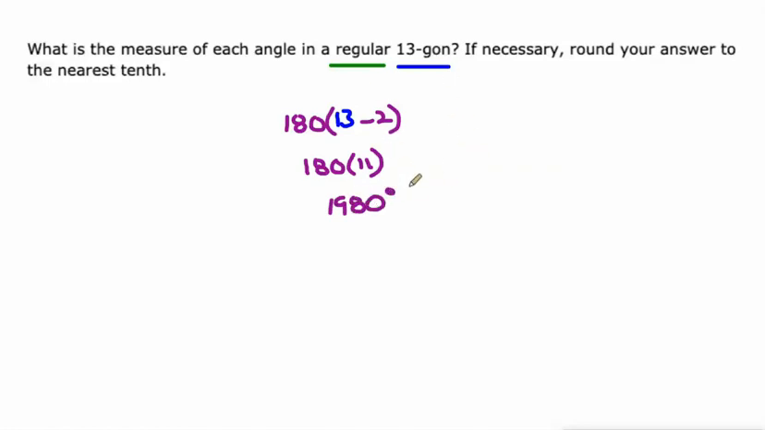And then since it's regular, we'll divide that by 13. And that'll give us, not exactly, but we're going to round here. It says round to the nearest tenth, so we'll say about 152.3 degrees for each one. Each angle, that is. All right, so we figured out the total measure of all the angles together for a 13-gon, and then we divided by the fact that there are 13 angles, and each one would be about 152.3 degrees.